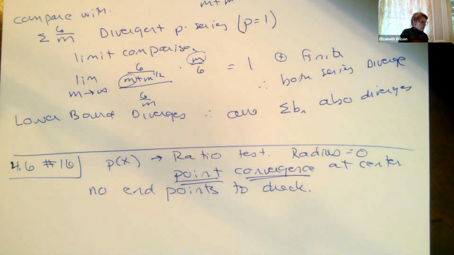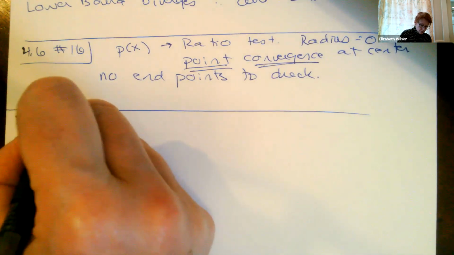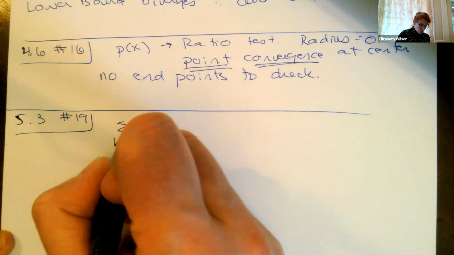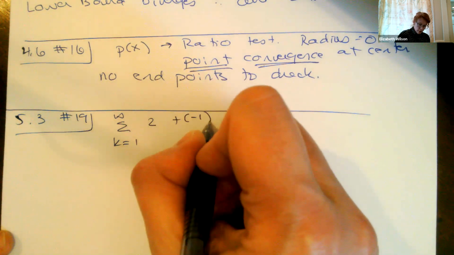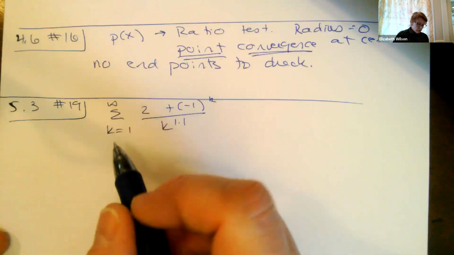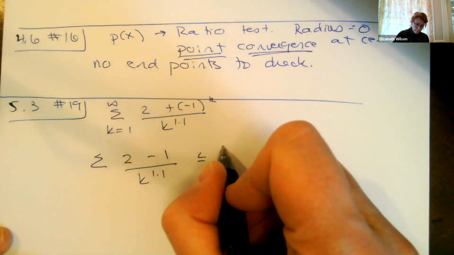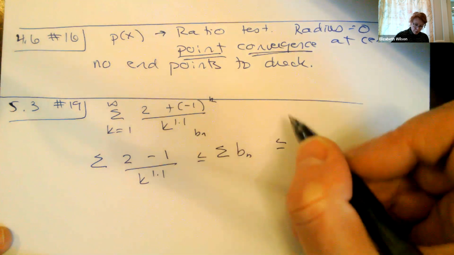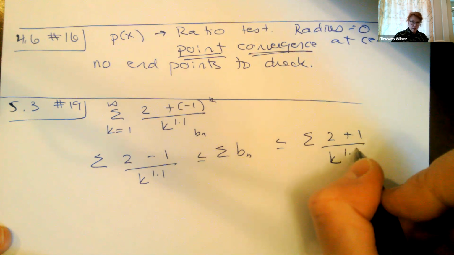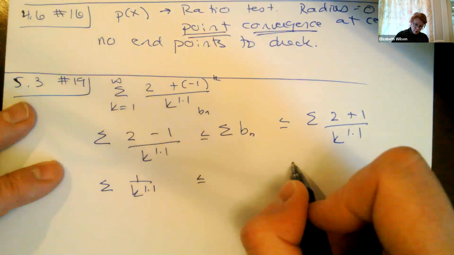5.3, number 19. Okay. So we've got the sum from k equals 1 to infinity of (2 plus or minus 1) over k to the 1.1. This is kind of like the one that we just did. So we've got our 2 plus or minus 1, so this is going to end up being a lower bound and an upper bound. So I'm going to have a series with minus 1 over k to the 1.1, which is less than or equal to our series, I'll call this b sub n here, which is less than or equal to the series with 2 plus 1 over k to the 1.1. Okay, so this is going to be 2 minus 1, which is 1 over k to the 1.1. This is 3 all over k to the 1.1.